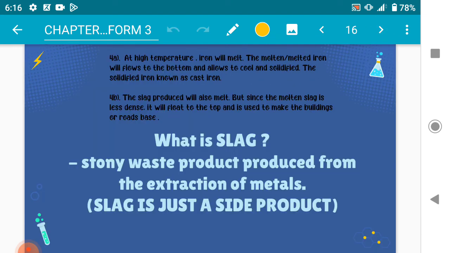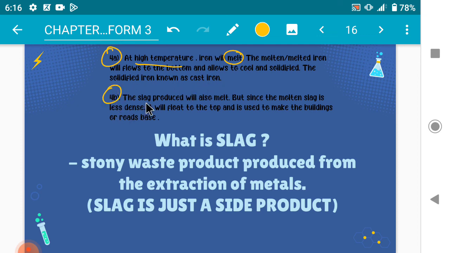And then the last one is the fourth step. Okay, so at the high temperature, the iron will melt. The molten iron will flow to the bottom and is allowed to cool and solidify. So the iron will solidify, and then we can take the iron as it has already cooled down and solidified. Okay, so the solidified iron is known as cast iron.